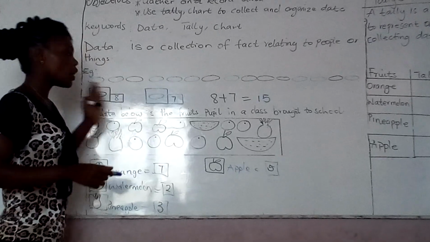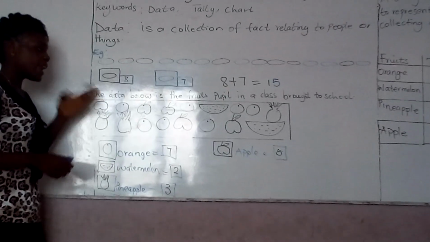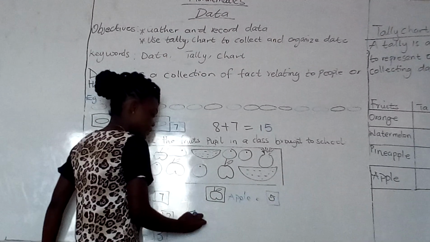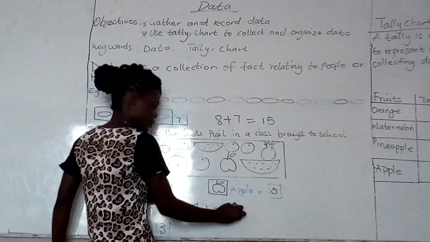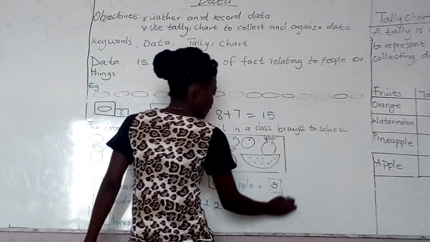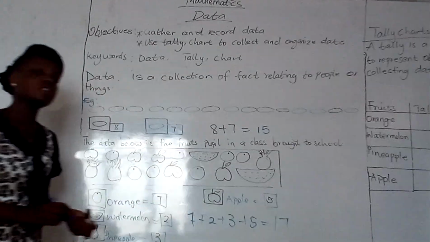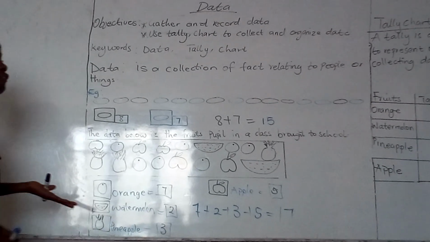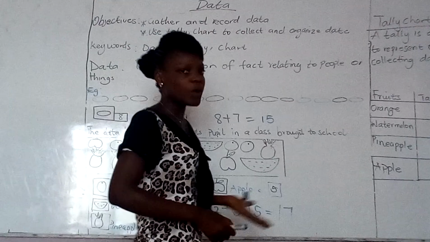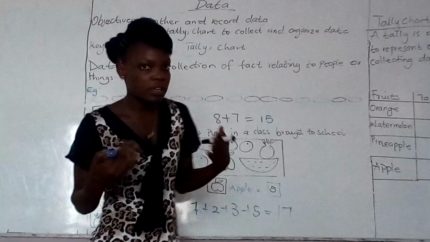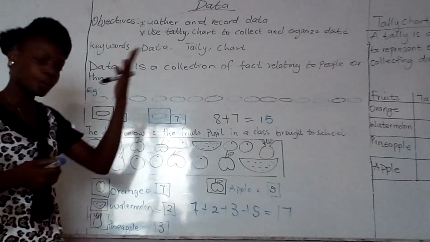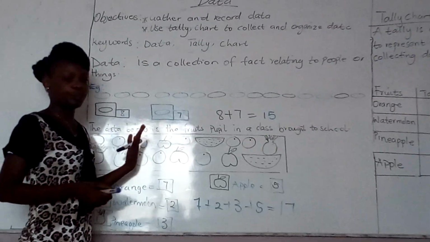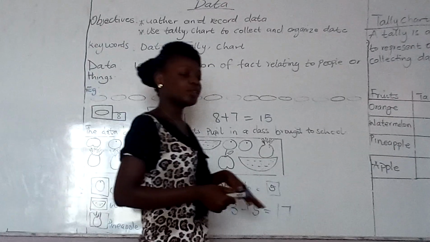So 17 fruits were brought by how many children? 17 children. So we calculate them: 7 plus 2 plus 3 plus 5 will give us 17. So, data is a collection of facts relating to people or things. So when you gather information about people or things, you gather what? Data. Now let's move to the next thing.